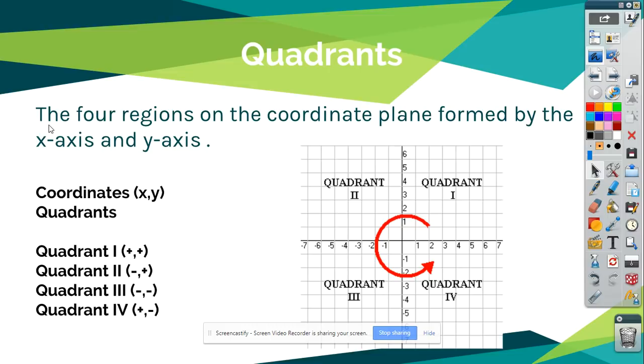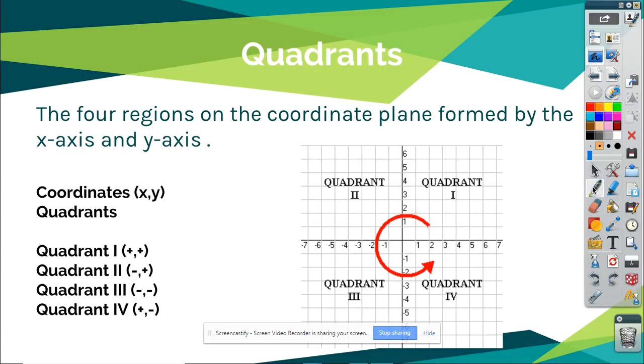So I want you to write down, you may need to pause the video again, the 4 regions on the coordinate plane formed by the x and y axis. So there are 4 areas. Our coordinates are always x, y. So right here it says x, y. Coordinates are always parentheses, x, y, close parentheses. And we're going to do some examples so that it makes more sense.